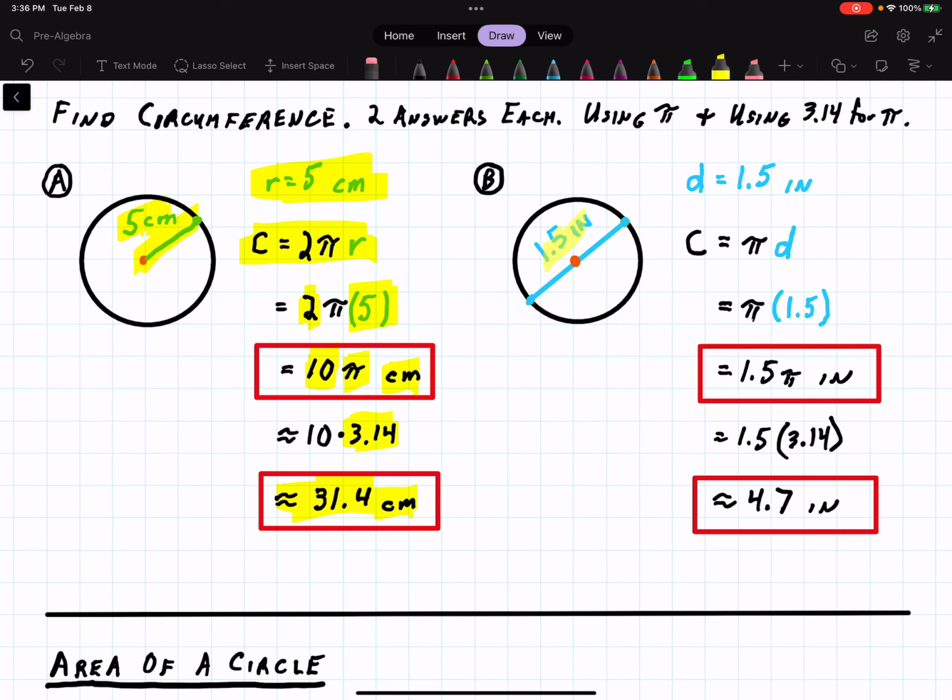Now we look at this circle over here where our diameter is 1.5. Since our diameter is 1.5, we're going to use pi times d as our formula for the circumference. So all we have to do is plug in the 1.5. So 1.5 pi inches. Multiply that times 3.14 instead of using the term pi, and we come up with approximately 4.7 inches in our circumference. And remember, the circumference is the distance all the way around our circle.